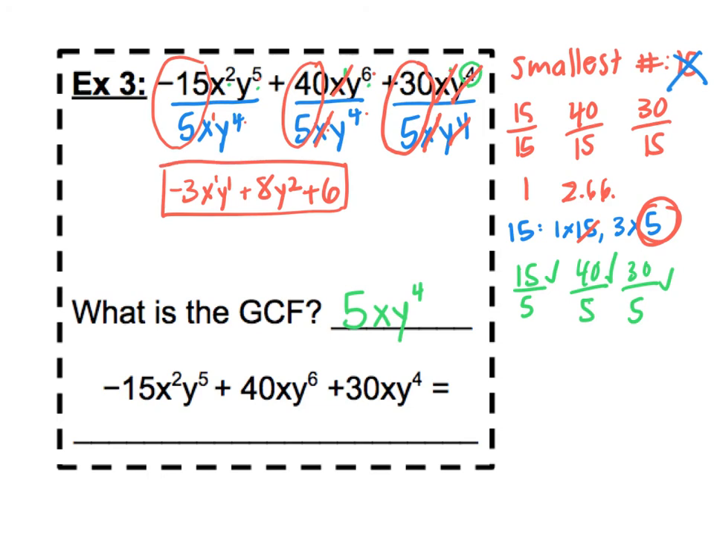If I want to write my final answer, we would have our GCF out front, 5x y to the 4th times negative 3xy. You do not have to write the ones for your exponents, plus 8y squared plus 6. And that would be my final answer.